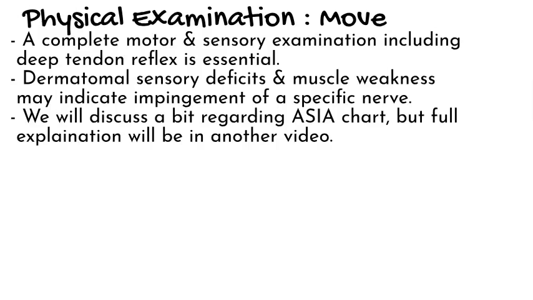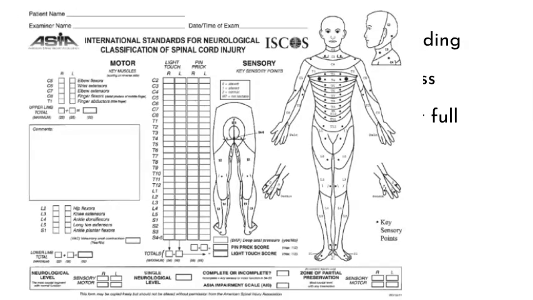This figure shows the ASIA chart. You can see it is based on the dermatome and myotome of the patient. So, based on whether it is full power M5 to 0 power M0, and the sensory, all need to be documented properly during examination.